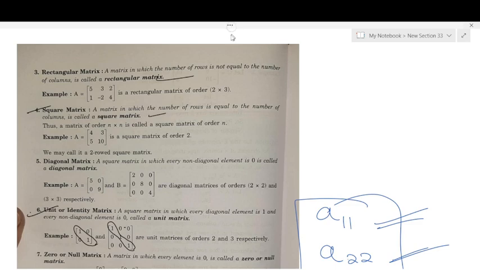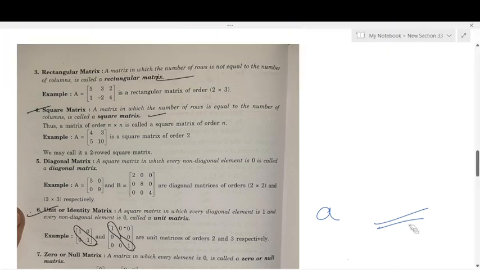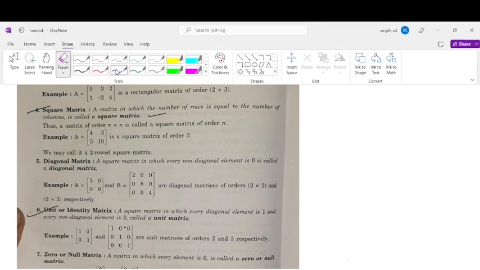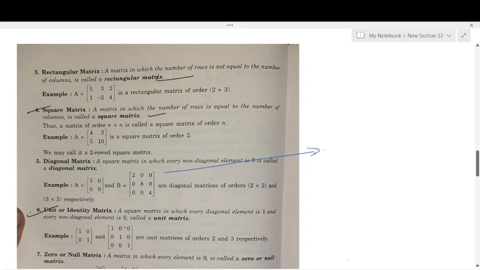Look, now diagonal matrix. What do you mean by diagonal matrix? Except the diagonal elements, other elements should be? Tell me, except the diagonal elements, other elements should be? 0. Can you see? Except the diagonal elements, other elements are 0.